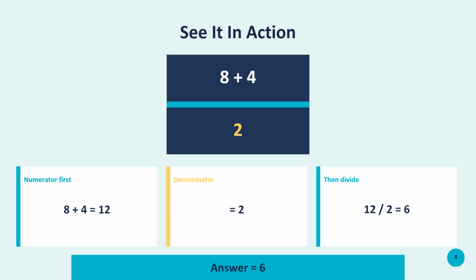8 plus 4, all divided by 2. First, the numerator. 8 plus 4 equals 12. Then divide, 12 divided by 2 equals 6.